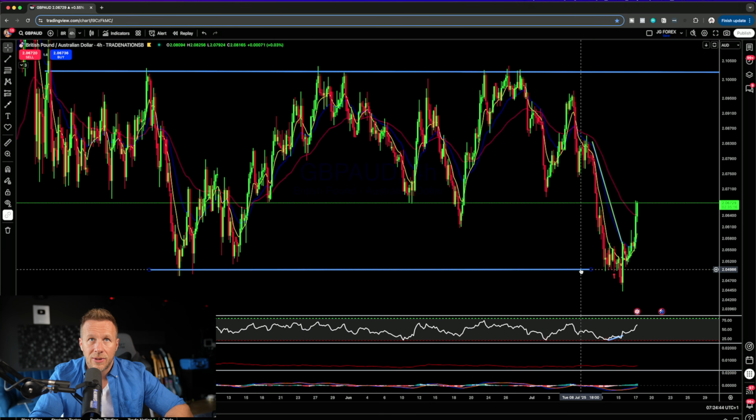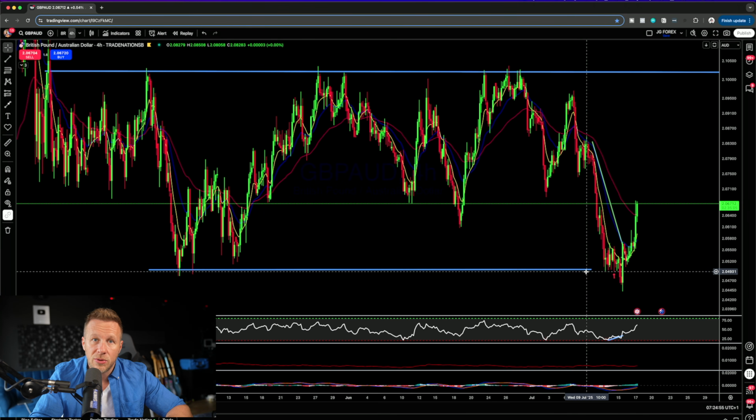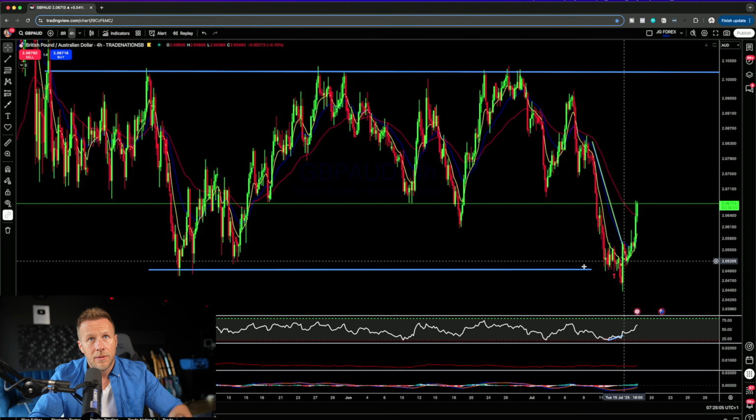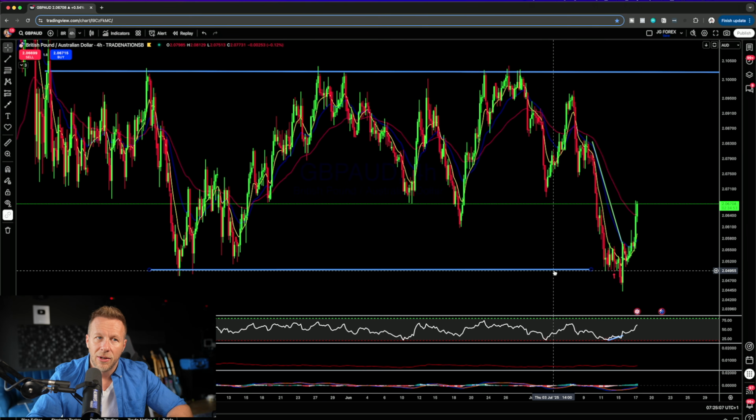Now the reason I don't care is because I trade this strategy time and time again, and I know that this produces about a 58% strike rate, which means 4.2 times out of 10 I'm wrong on this setup. And I know I'm wrong on this setup, but it doesn't matter because the reward to risk profile is so great.